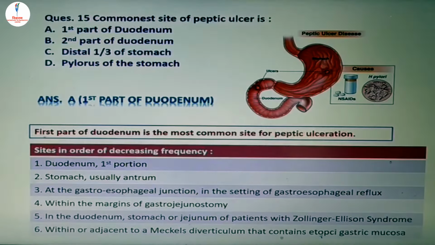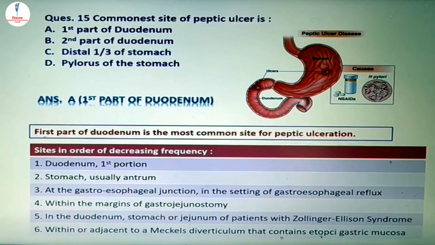I'm trying to integrate all the subjects like pharmacology, pathology, microbiology, medicine, pediatrics, surgery as far as GI is concerned. So it is an integrated approach to solve rapid fire MCQ questions. So starting with the gastrointestinal system in an integrated manner, the first question is: commonest site of peptic ulcer.